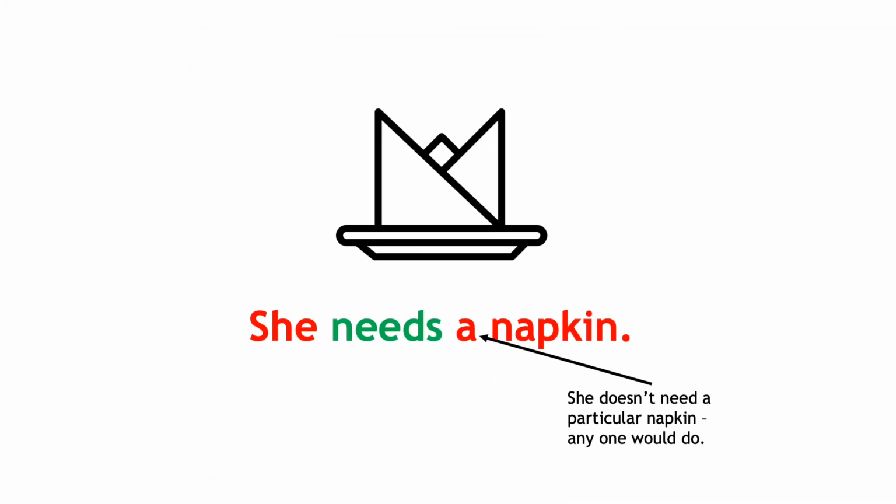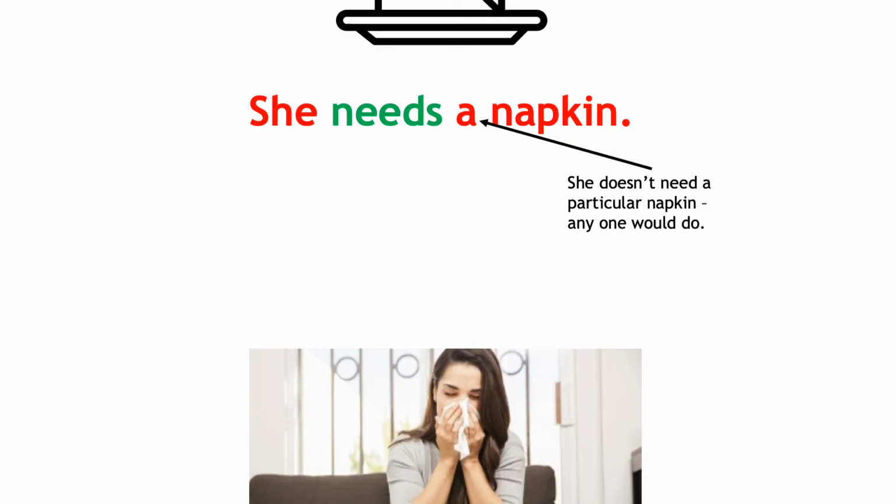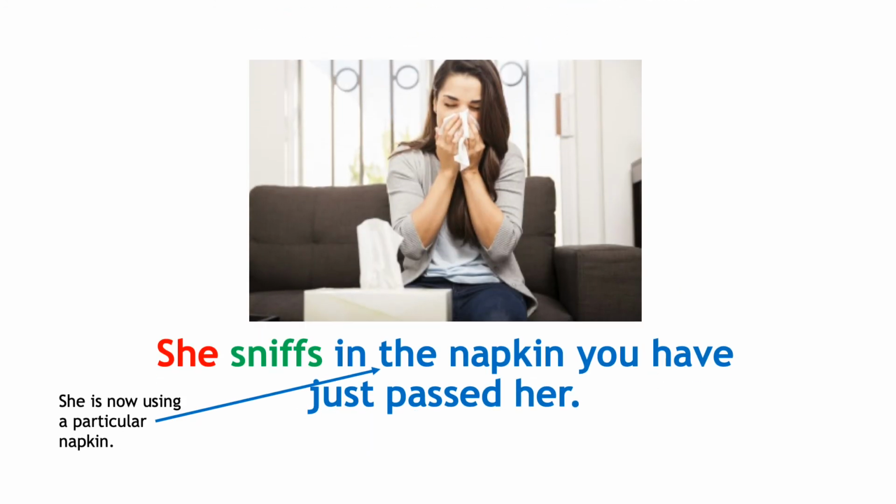And in this example, introducing that a woman needs any napkin, not a particular one, you can now specify which napkin she is now using, especially as the noun napkin is made further specific with a relative clause. You have just passed her.